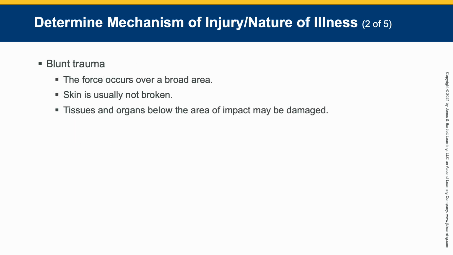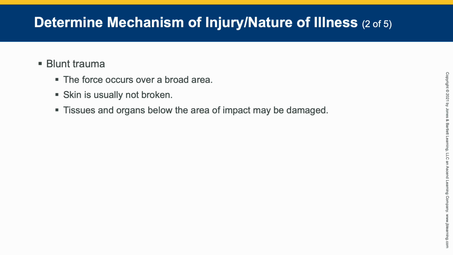Next, let's look at more mechanisms of injury. Let's start with blunt trauma. Okay, so this is one of the most common forms of MOIs we'll encounter. This type of trauma occurs when force is distributed over a broad area of the body. Very common in falls, an assault, or maybe a traffic collision. In many of these cases, the skin might look completely intact.